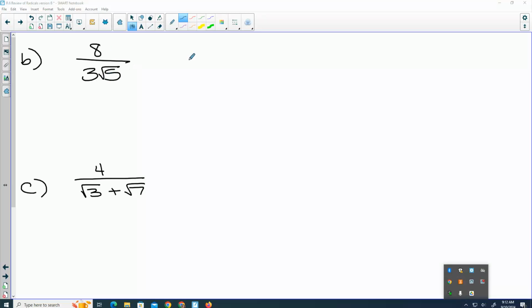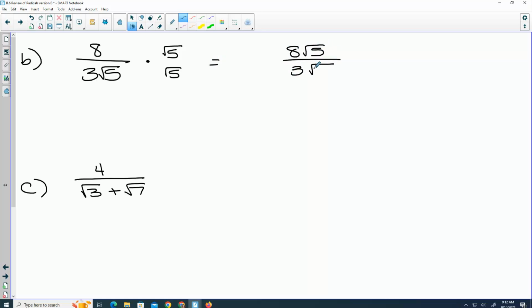What did you multiply by? Radical 5. How come you don't need the conjugate? Right, there's no plus or minus. This is a single term. So if I multiply by radical 5, I get 8 radical 5 times 3 radical 25. Square root of 25 is 5 times 3 gives me a 15.